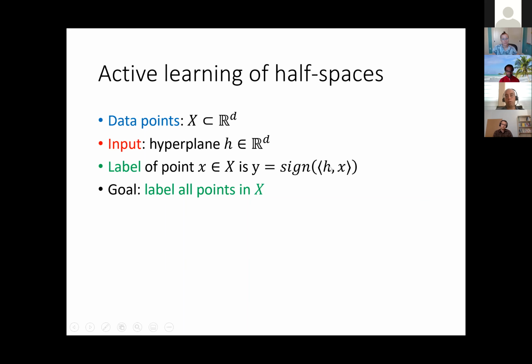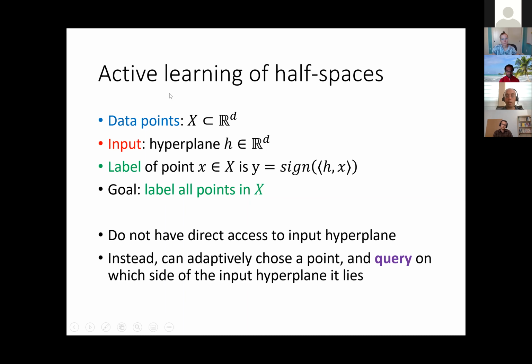And also here, we don't have direct access to the input hyperplane. I mean, this is the classifier we're trying to learn. So what can we do? We can make queries. We can choose maybe a point in my data set, send it to a user, and the user is going to tell me, is this plus or minus? So it's going to give this binary classification. Or maybe we can create new examples for the data points and send those to the user.